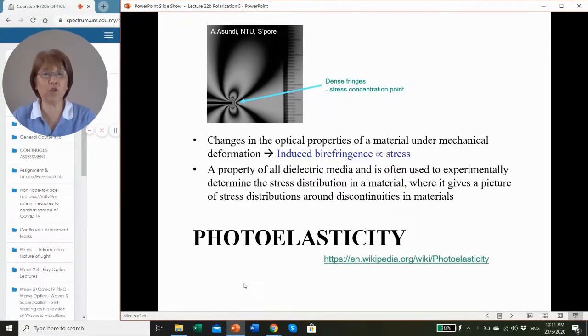Let's look into photoelasticity. It has to do with changes in the optical properties of the material. Basically, you will have induced birefringence when the material is being stressed, and the materials we're talking about are usually dielectric media. From the fringe patterns, especially at points where the stress is high, you have very dense fringe patterns. So from here, you can look at the stress distribution of that particular sample.